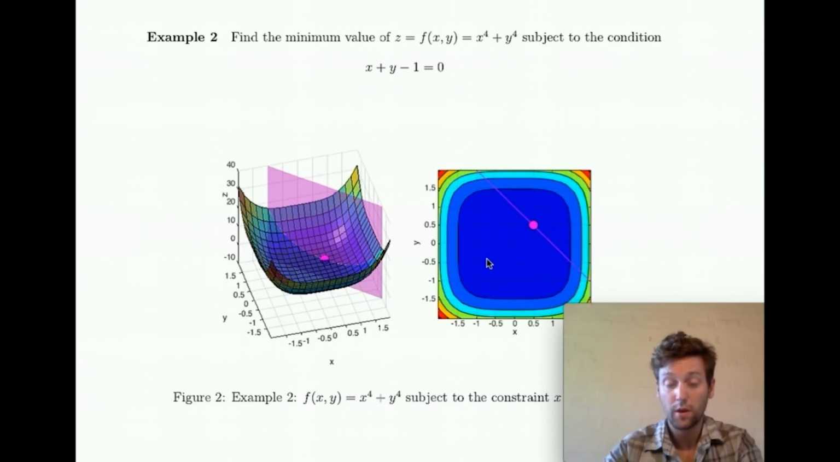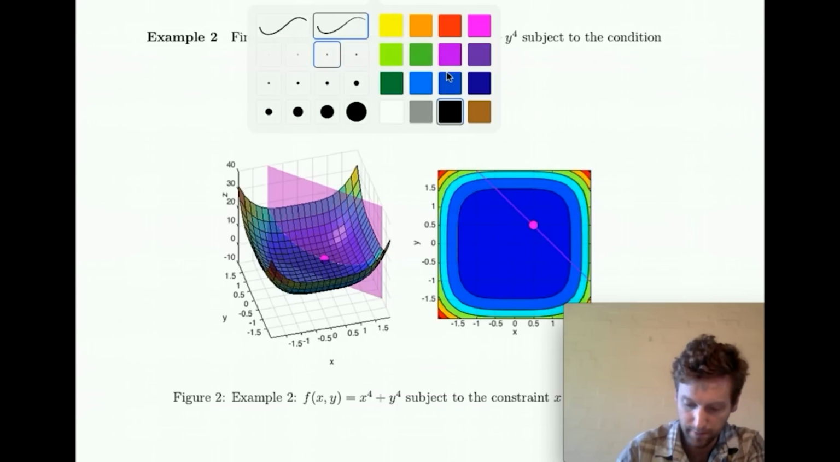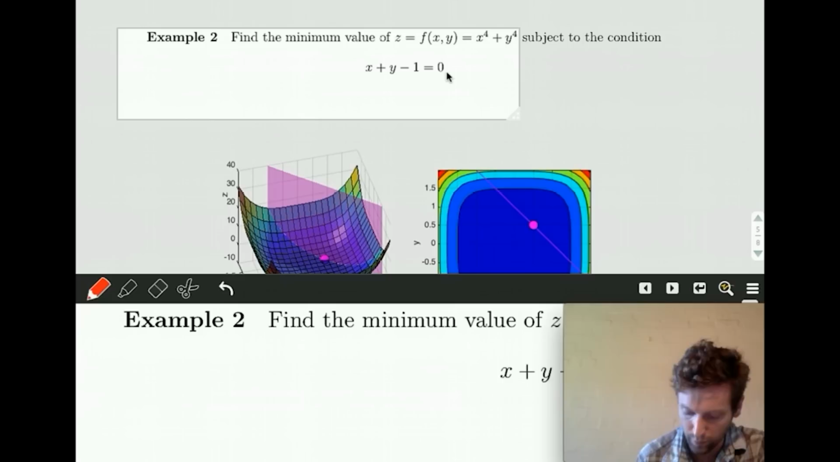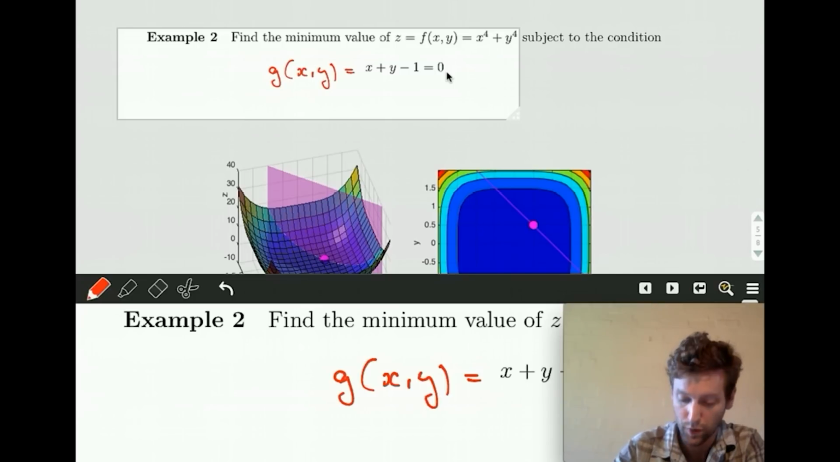So in this problem, we've got a function x to the power of 4 plus y to the power of 4, and we're looking for the constraint x plus y minus 1 equals 0. Once again, I've rewritten my constraint as everything involving x and y on the left-hand side equals 0. So you can see that my constraint is simply g of x and y is equal to x plus y minus 1.